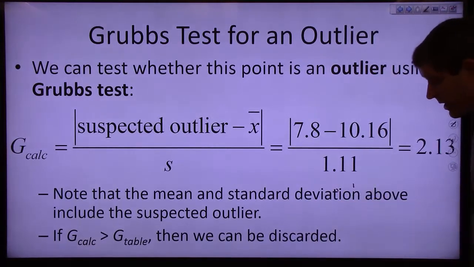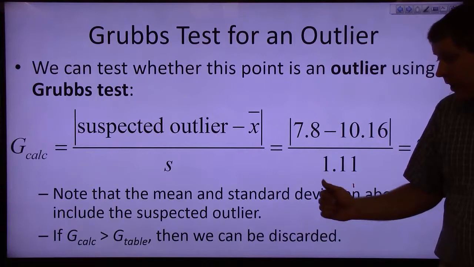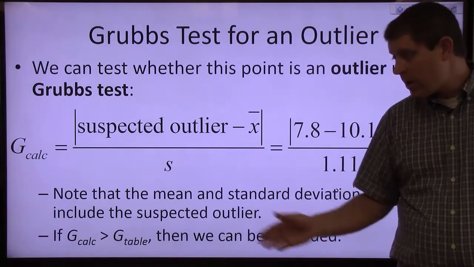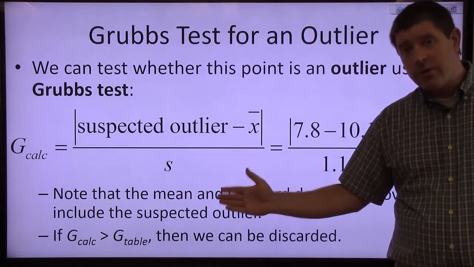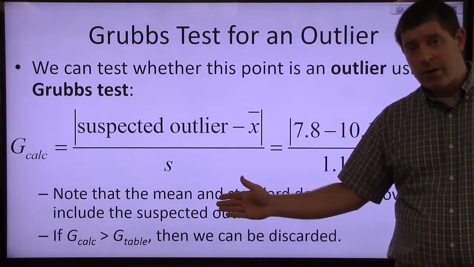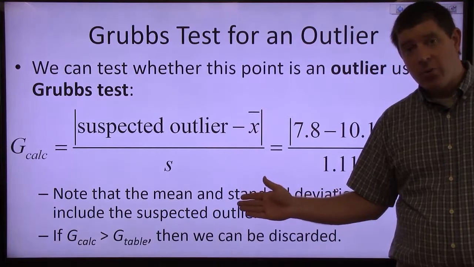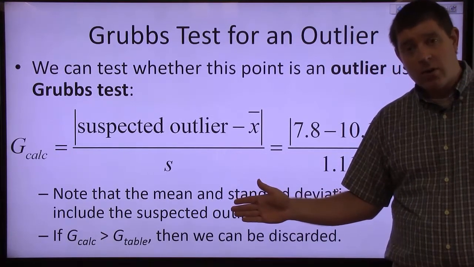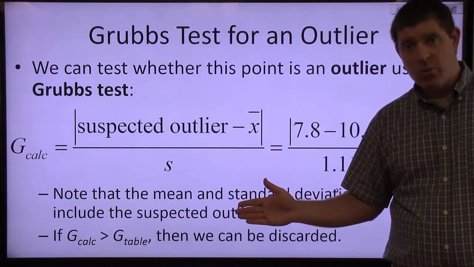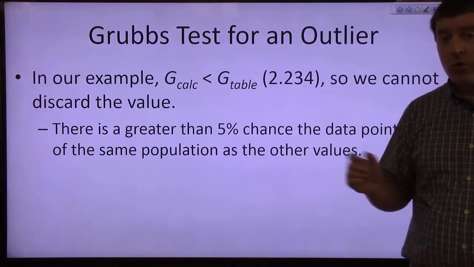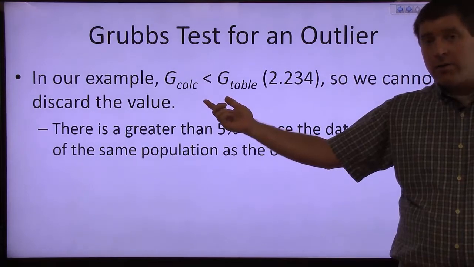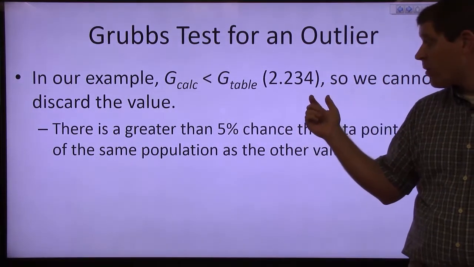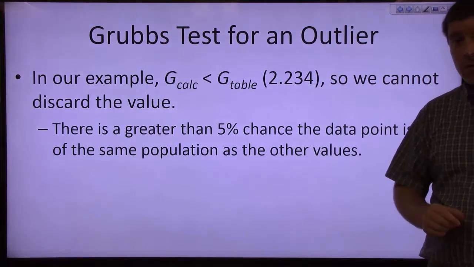Now note that the mean and standard deviation above include our suspected outlier. You have to include that suspected outlier. Now, if our calculated g value is larger than the g value from our table, then we say that data point is in fact an outlier and we can discard it. If it's not, however, we cannot discard that data point because it's not an outlier. So in our example, our calculated g value is less than the g value from the table, which was 2.234, so we cannot discard our value.